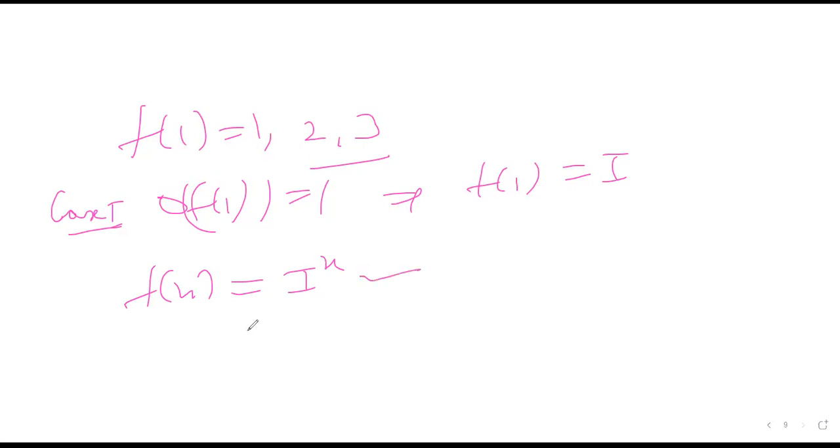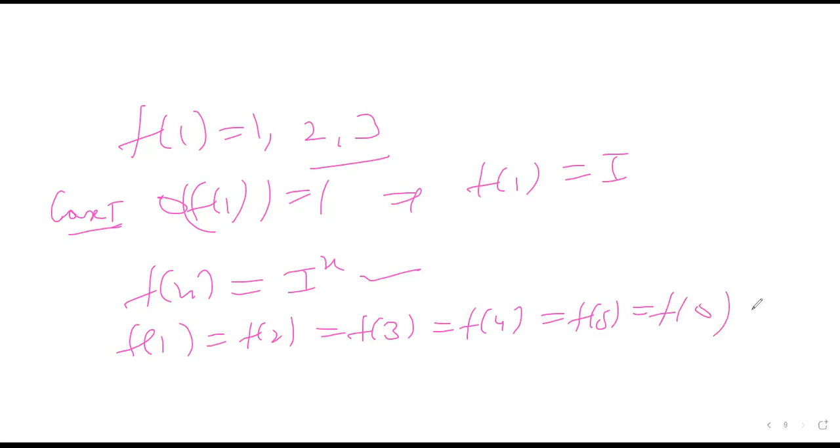That is, whatever you take, if you take f of 1 or f of 2 or f of 3 or f of 4, 5, or you take f of 0 or f of 6, in all the cases you will get only the identity permutation. That is, this is your trivial homomorphism, the identity homomorphism. This is the first homomorphism.